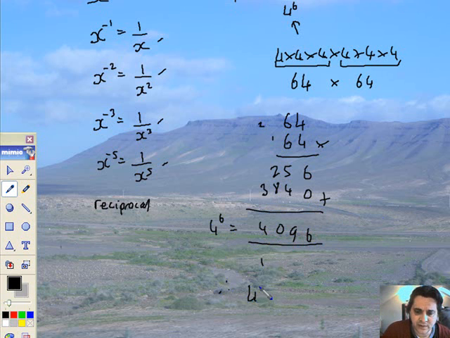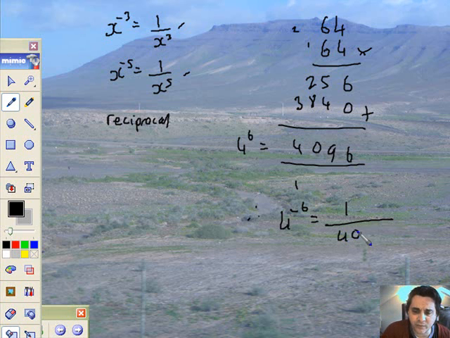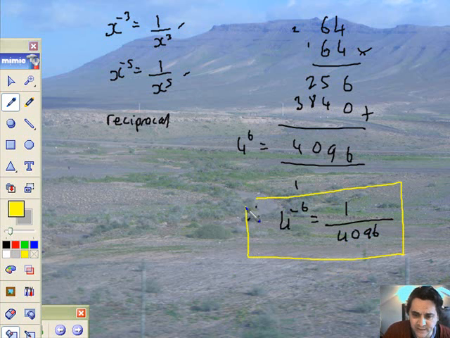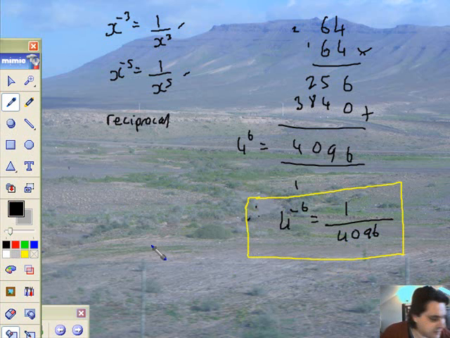Therefore, final answer, 4 to the power of minus 6 means 1 divided by 4096. It's a very, very ugly, titchy little fraction. And there it is. Assume I've made no numerical error. That's the method, and that's the final answer. So don't be baffled by that.